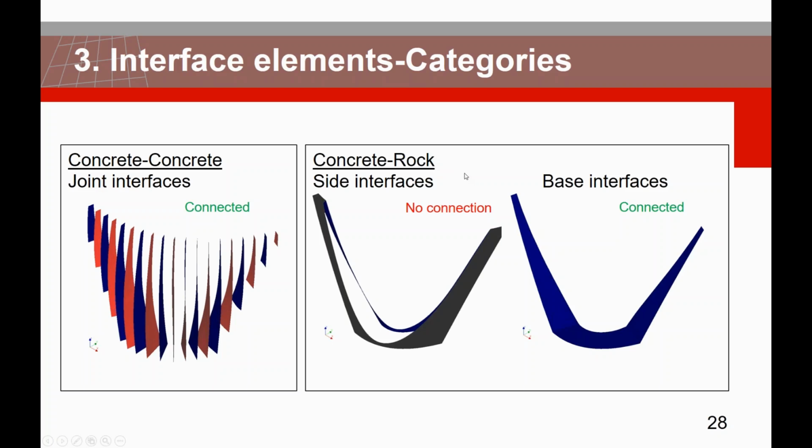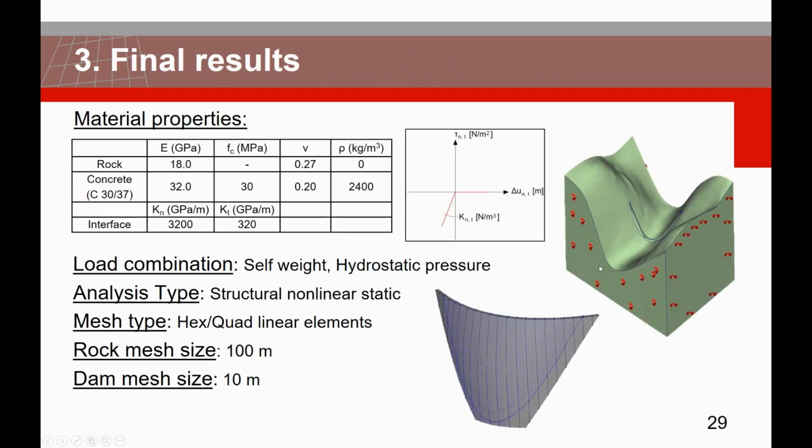And here we have two different subcategories. The first one is called side interfaces, where we disconnect the rock from the upstream face and the downstream face of the dam, so both of the solids around these areas can act independently, while we're going to connect the dam to the rock only through the foundation area. So in this way, all of the loading will be transferred through the foundation area to the rock.